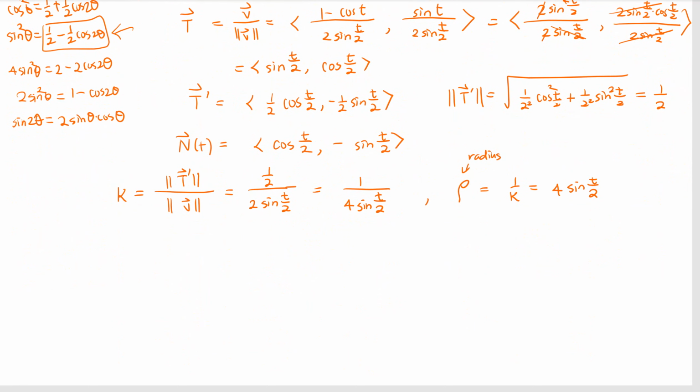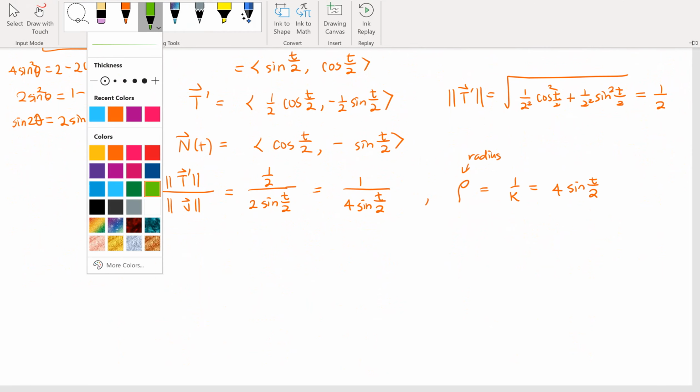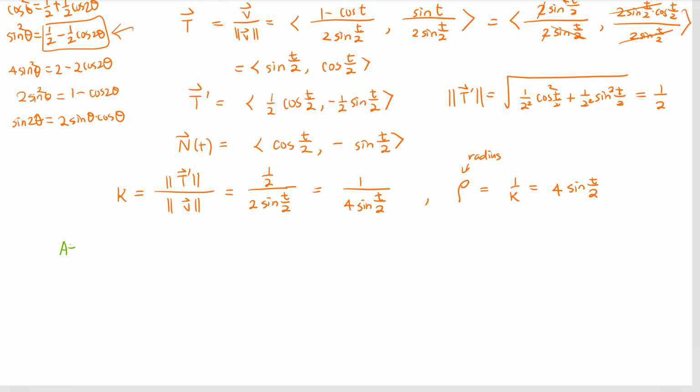So at the point t equals pi, what is the radius? Sine pi over 2 is 1, so the radius is 4. Okay, how about the point?